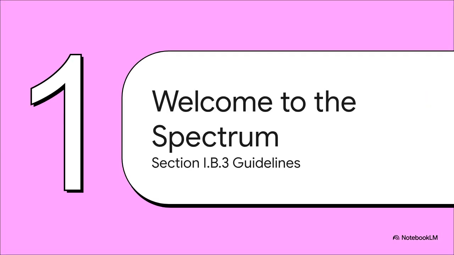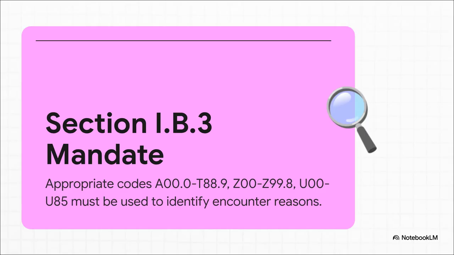All right, part 1, welcome to the spectrum and section IB3 of the CMS guidelines. Let's dive right in. Let's look straight at the source. And remember, official CMS guidelines strictly override any textbook habits you might have picked up over the years. Look at the explicit language CMS uses here. It states that the appropriate code or codes from A00.0 through T88.9, Z00 through Z99.8, and U00 through U85 absolutely must be used to identify all reasons for the encounter. This is a brilliant rule, honestly, because it means you can't just pick one block of codes and call it a day. You are literally required to utilize the full spectrum to accurately capture the patient's complete clinical picture.